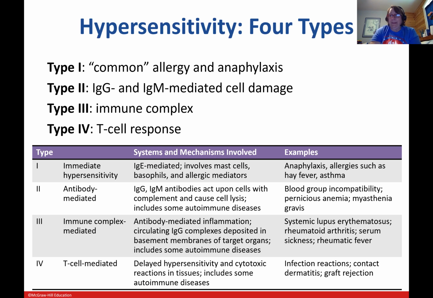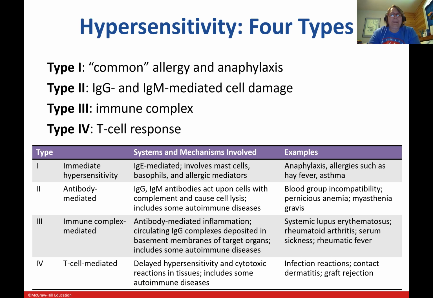And so in this case, lupus is one of the immune complex mediated autoimmune diseases. Rheumatoid arthritis is another example. Rheumatic fever, which is a sequelae of strep throat, of streptococcus group A strep infections.